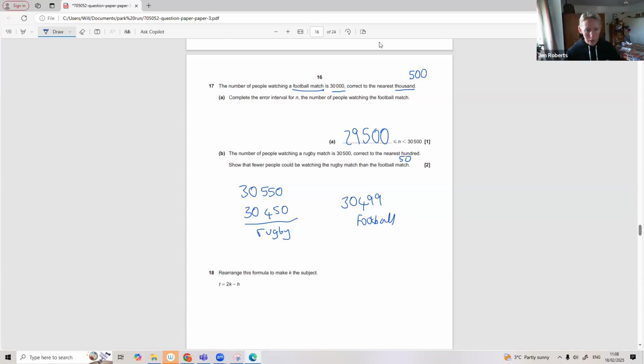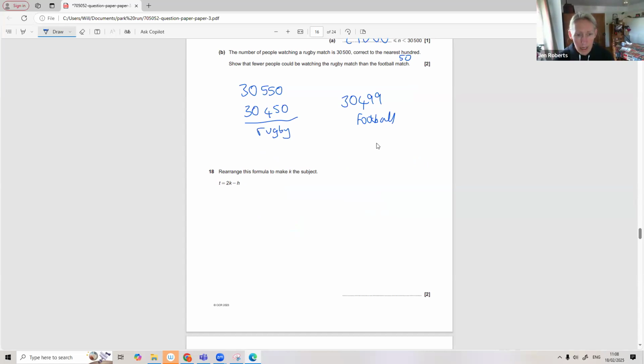Something along those lines. Make K the subject. We need to get K by itself. We add H to both sides first. T plus H equals 2K. Divide both sides by 2.